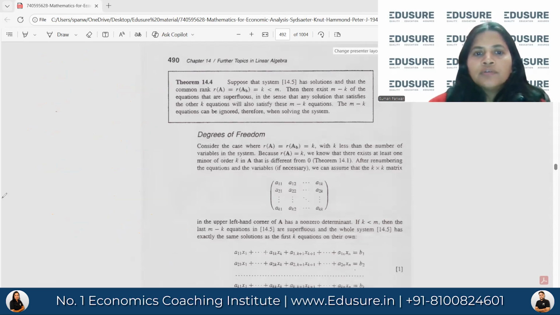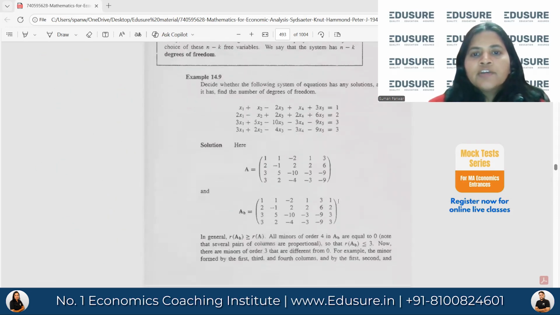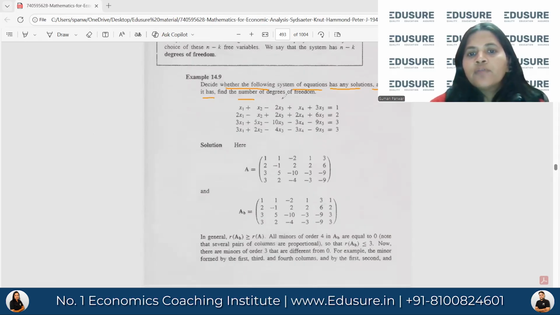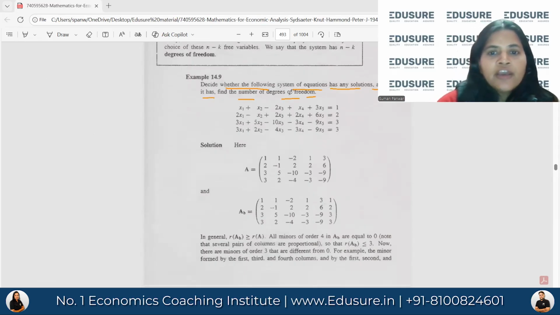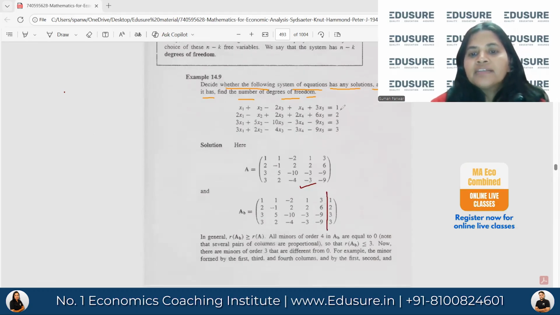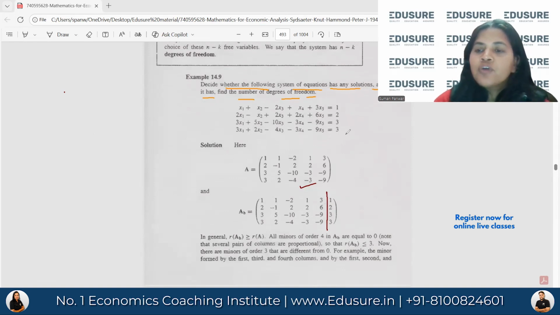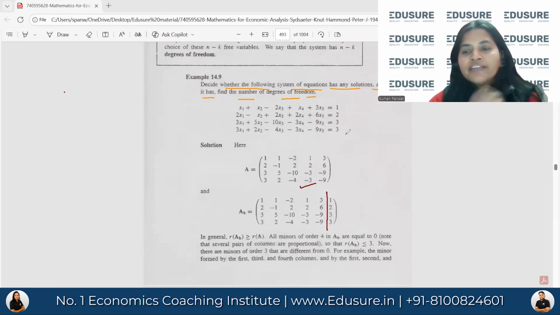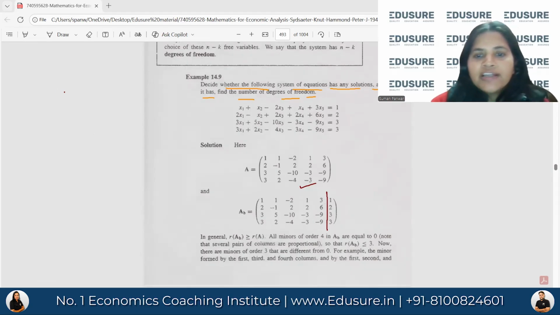So let's look at this example. Decide whether the following system of equations has any solutions, and if it has, find the number of degrees of freedom. So what is my system of equations? Let me write down the matrix A. In fact, the matrix A has been written and the augmented matrix is written. The augmented matrix is written by adding the last column. I would like to do this by converting this into a triangular form. So let us see.